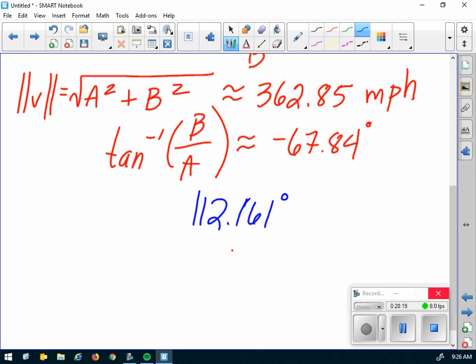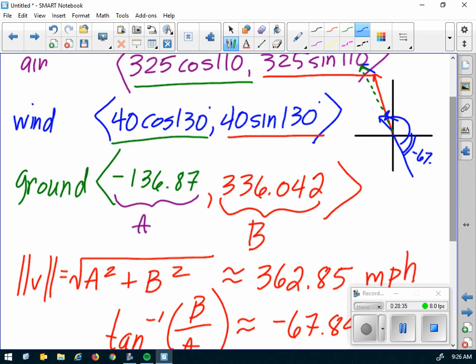Now, this is where you have to be careful. Please look at the question. Find the direction of the plane. If it's given in a bearing, you have to answer in a bearing. That's not a bearing. That angle that we have got is this angle right here. We need this angle right here. Well, I don't know. What am I going to do?